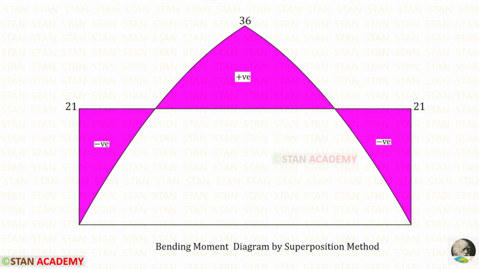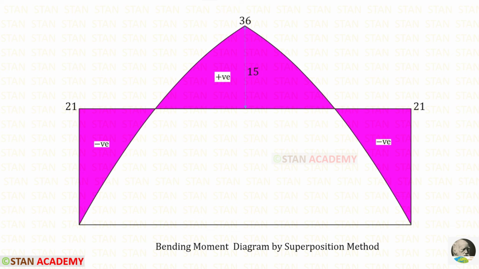Now we can combine the end moment diagram and the free moment diagram. Wherever they are alone, we have to mark the values with the signs. Wherever they are together, we should not mark anything, just keep the space empty. To find the maximum positive bending moment, we can subtract 21 from 36. 36 minus 21, we will get 15.